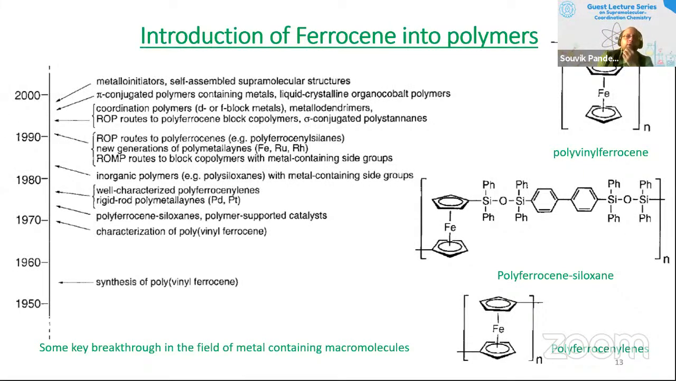Now we will go slowly. I will just give you some introduction about the history of these compounds, how the development has started. You have to remember that metal-containing polymers have become a very key factor nowadays, and this started in 1955. Ferrocene was discovered first in the 1950s, and soon after, polyvinyl ferrocene was obtained.